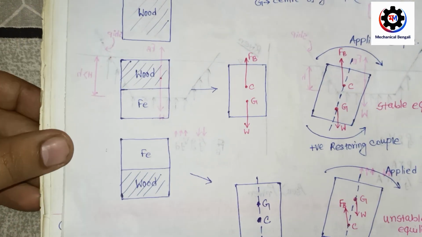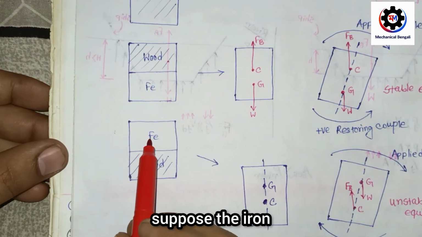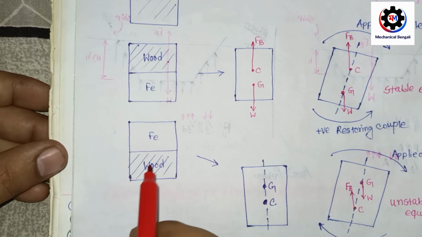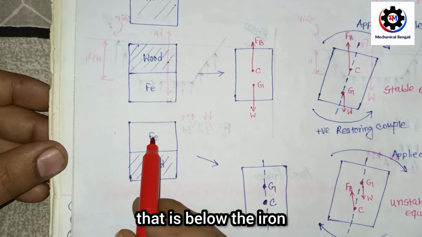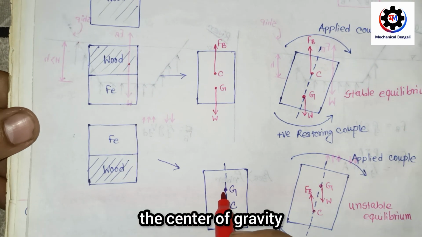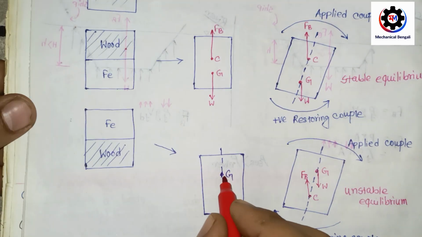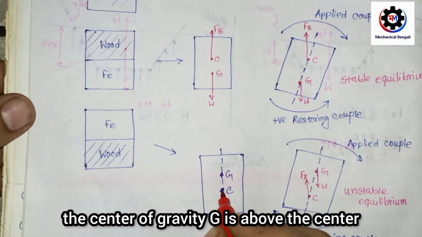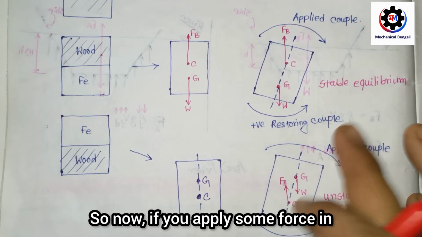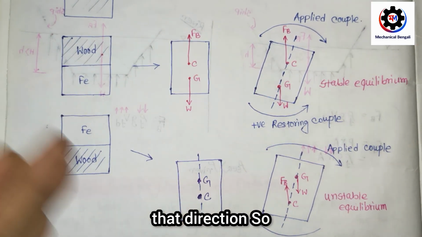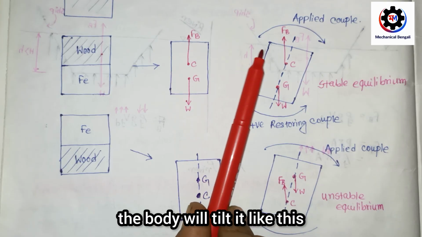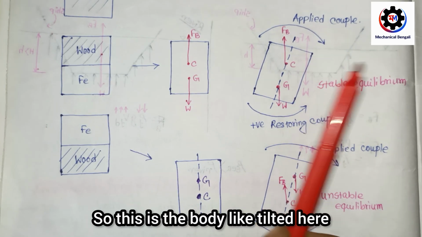Now suppose the iron is on the upper side and there is wood below the iron. The center of gravity G is then above the center of the body. Now if you apply some force in that direction, the body will tilt like this.